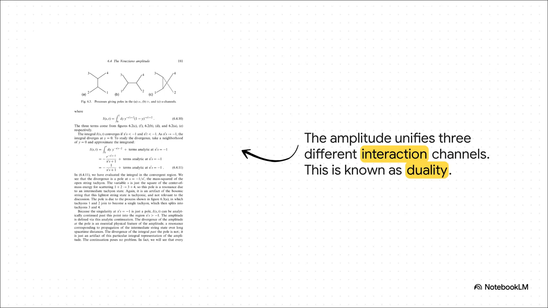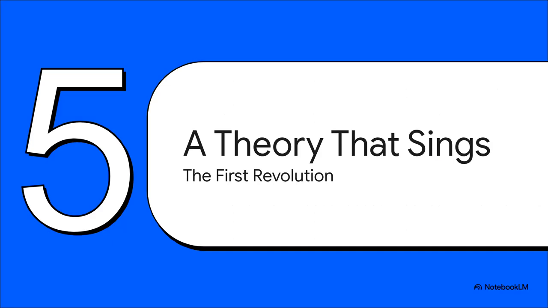Well, if you look at these diagrams, they show different ways particles can scatter off each other. Normally, you'd need a totally separate, really complicated calculation for each one. But the Veneziano amplitude brilliantly packaged all of them, all 3 possibilities, into one single elegant equation. This incredible property, where completely different processes are revealed to be just 2 sides of the same coin, that's called duality, and it is a cornerstone of string theory. The discovery of this amplitude wasn't just a successful calculation, it was the moment that string theory went from being a whisper to a song.